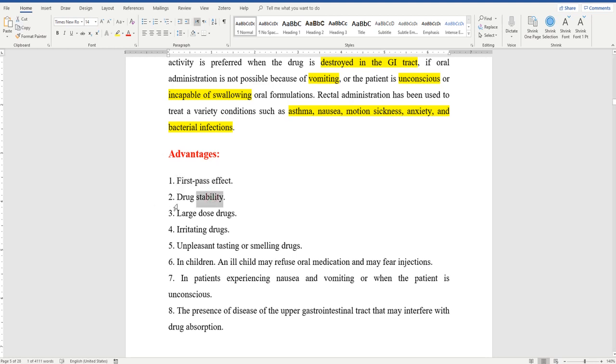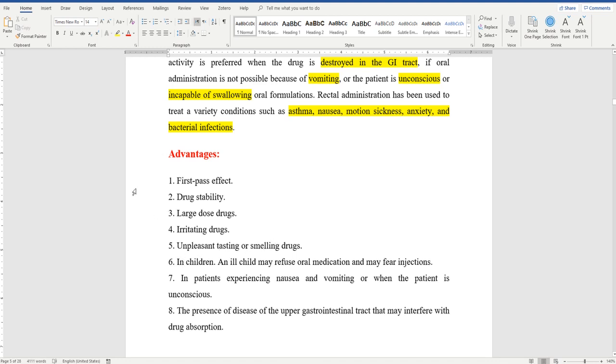Another thing is regarding drug stability. Now, if this drug is affected by gastric juices, by enzymes, then a good place to insert the drug is rectal. Also, you can insert a larger dose, for example, compared to capsules and tablets, which are administered orally. Also, as I said previously, if the drug is irritating the stomach, like for example aspirin, indomethacin, these medications can in this case be administered rectally.